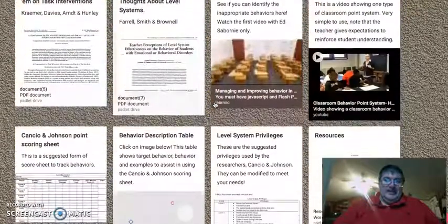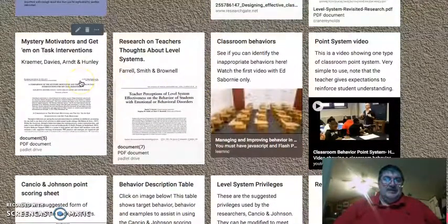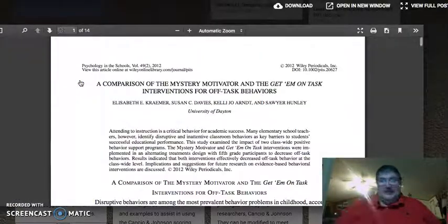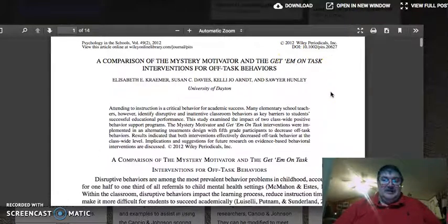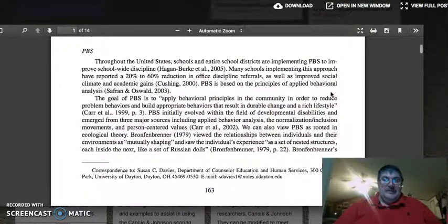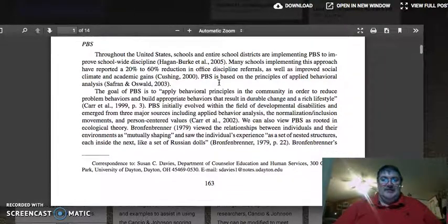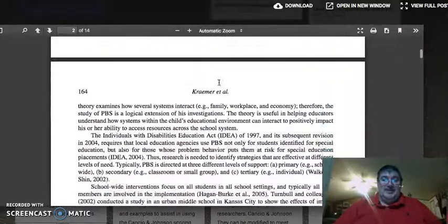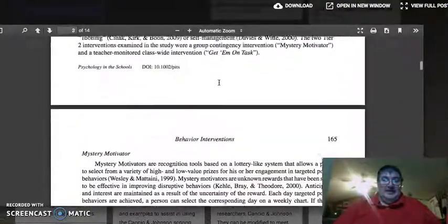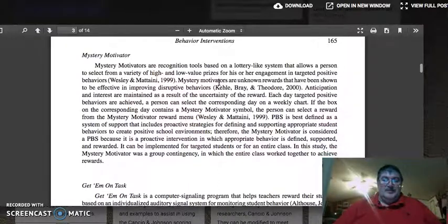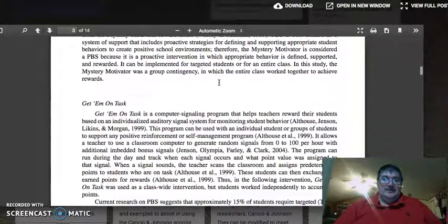Okay, next one I have is mystery motivators, and I just thought this was a neat little add-on to what level systems are. They talk about mystery motivators, PBS. We have PBS in our school, but all of our staff are not trained, so it's only like a modified PBS. But they get down here and they talk about the mystery motivator. A mystery motivator is basically the same thing as a level system. That's just another word they use for it.